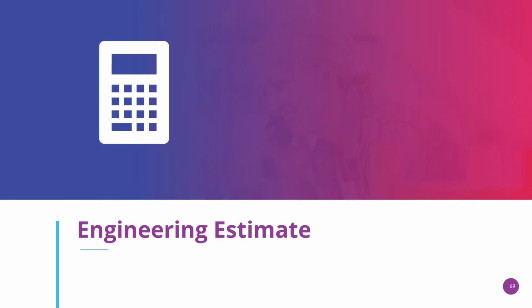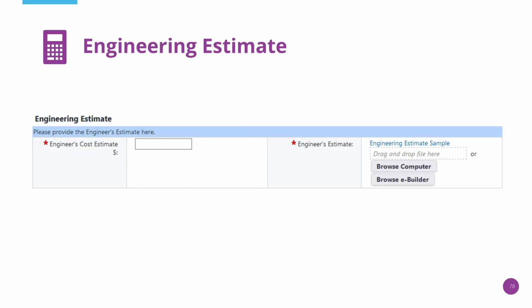The engineer's estimate is an important part of the process. It helps determine whether the bids the municipality receives are in the right ballpark. The next question asks for the engineer's cost estimate. Enter the total in the box on the left. Then upload a spreadsheet with supporting documentation on the right.